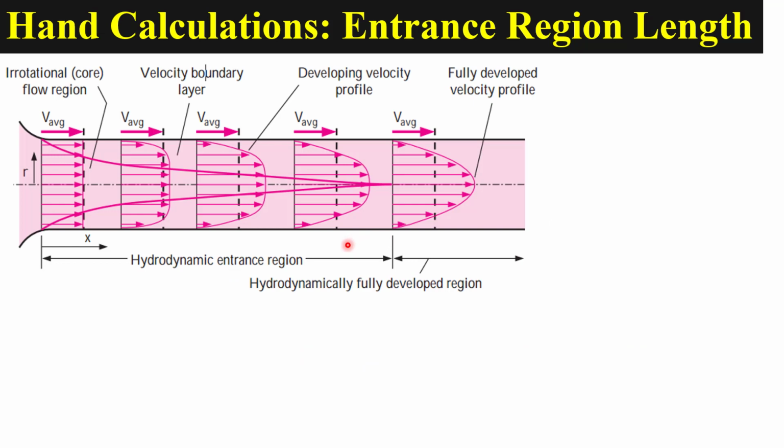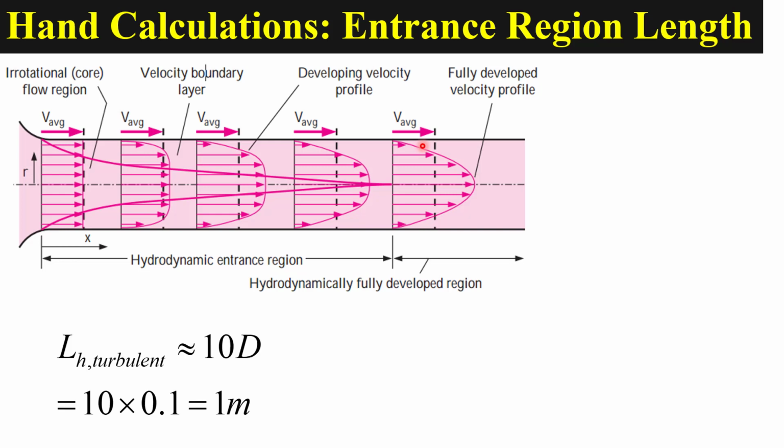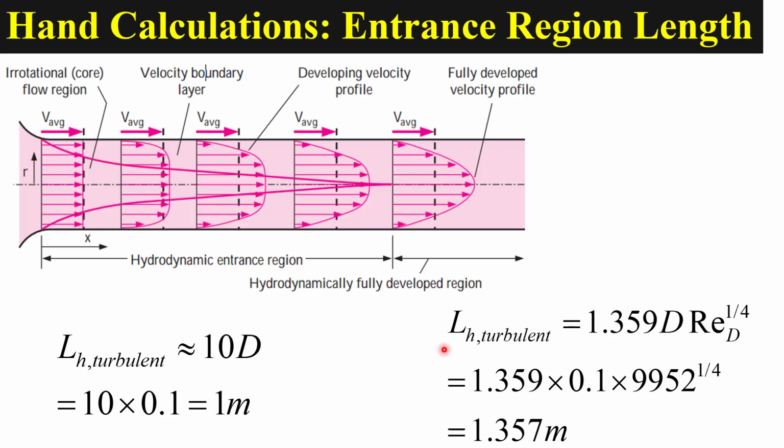Next, we will find out the entrance region length. In the entrance region length, flow is developing. As you can see here, the velocity profile is developing in the entrance region length, and in the fully developed region, the velocity profile is not changing with respect to time and location. To find out the entrance region length, we have this equation where LH is equal to 10 times the pipe diameter. We have another formula to find out the entrance region length, and we will now see which formula is most accurate in our ANSYS solution.